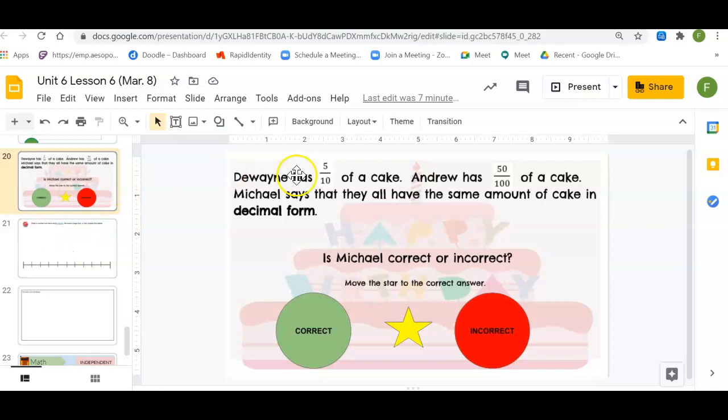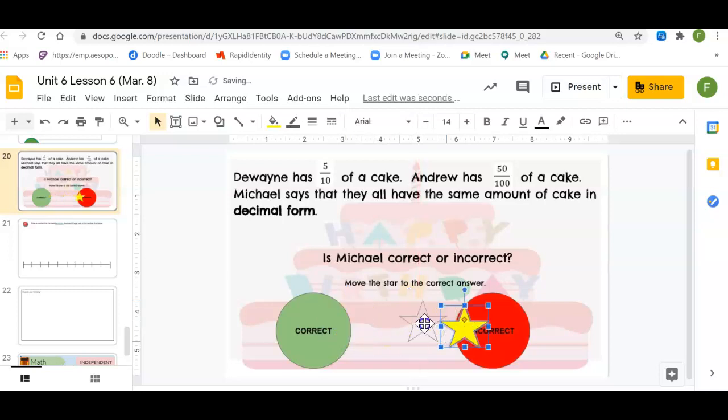So this one, Dwayne has 5/10 of a cake. Andrew has 50 hundredths of a cake. Michael says that they all have the same amount of cake in decimal form. Is Michael correct or incorrect? And to pick your answer, just move the star to the correct answer. If you think it's correct, you move it over here. If you think it's incorrect, you move it over here.